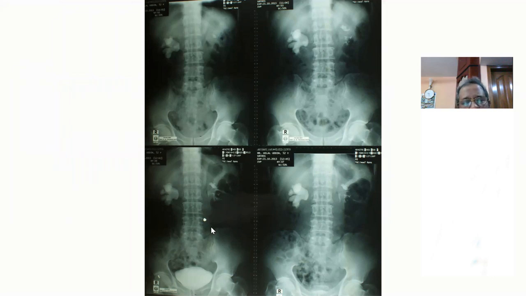So everybody must know the preparation for IVU, intravenous urography. Before doing the intravenous urography, the patient always needs gut preparation. The gut preparation is needed for a reason; you look at the first picture.